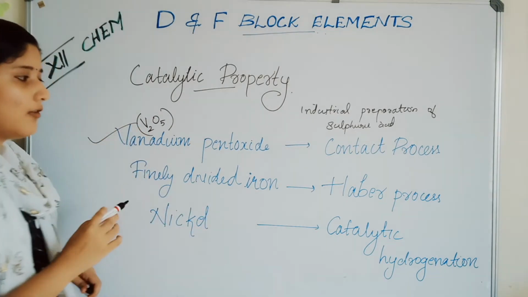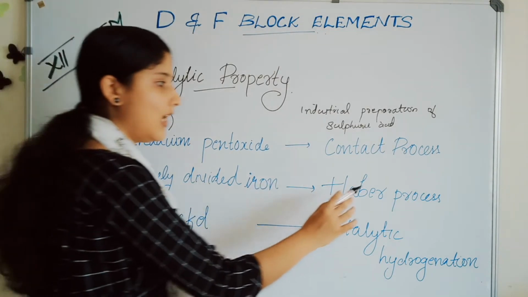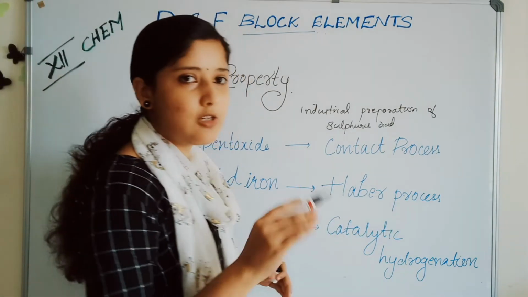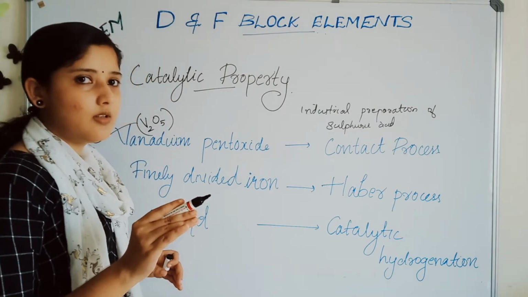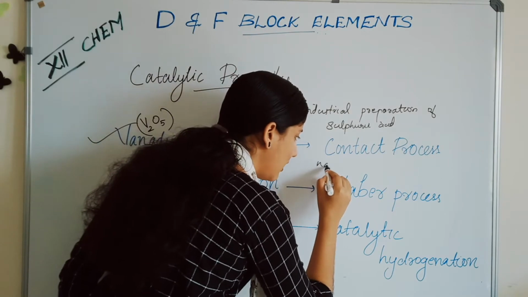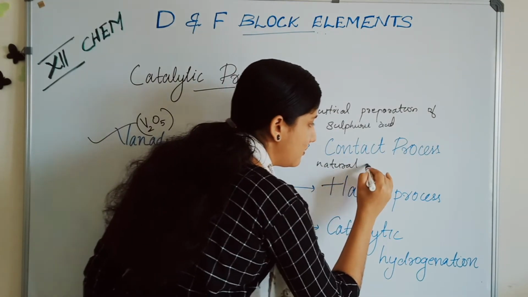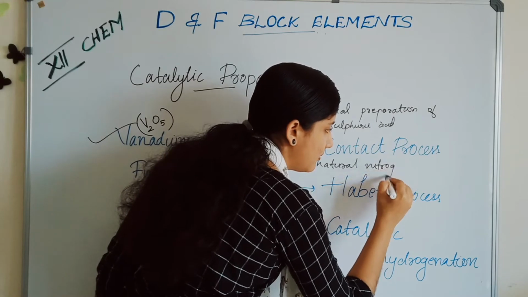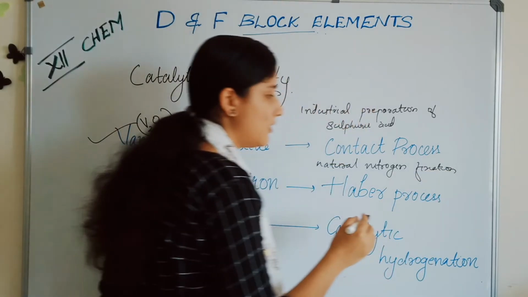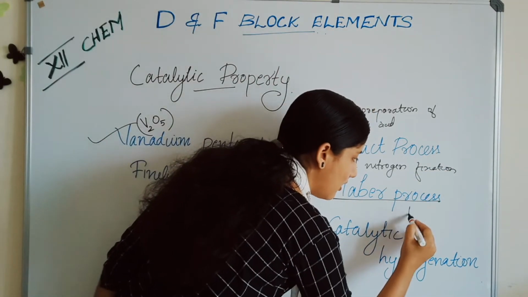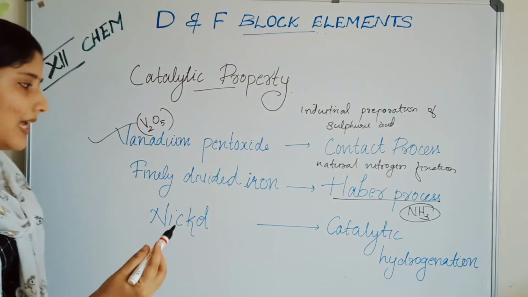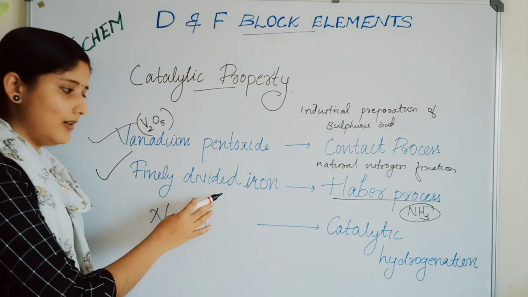Next example is finely divided iron, which is used in Haber process, or it is known as Haber-Bosch process. It is a synthesis of ammonia, that is in nitrogen fixation. The Haber process means the synthesis of ammonia. In that synthesis, we use the catalyst finely divided iron.